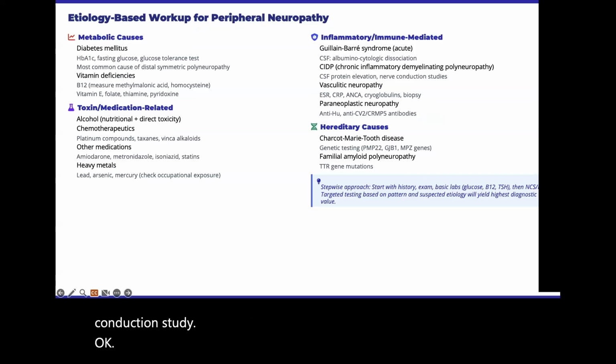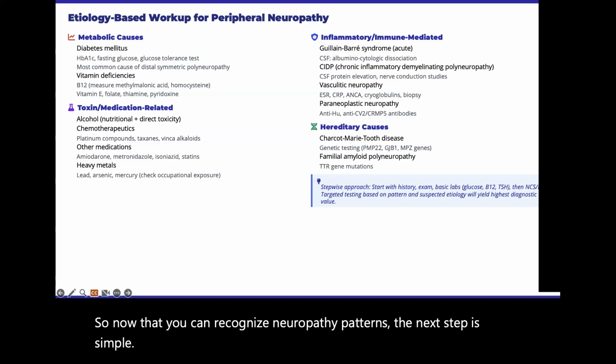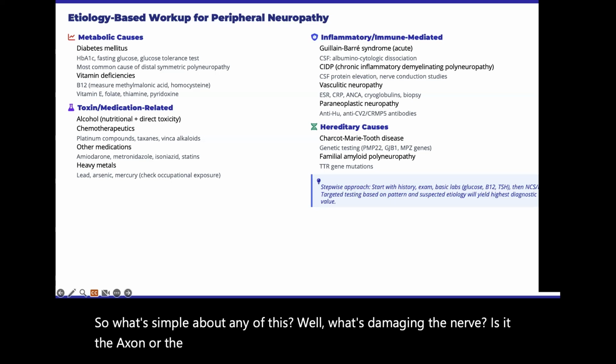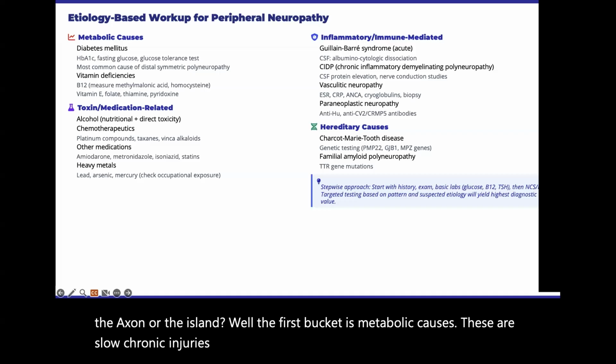So now that you can recognize neuropathy patterns, the next step is simple. So what's simple about any of this? Well, what's damaging the nerve? Is it the axon or the myelin? Well, the first bucket is metabolic causes. These are slow, chronic injuries that starve or poison the nerve over time.